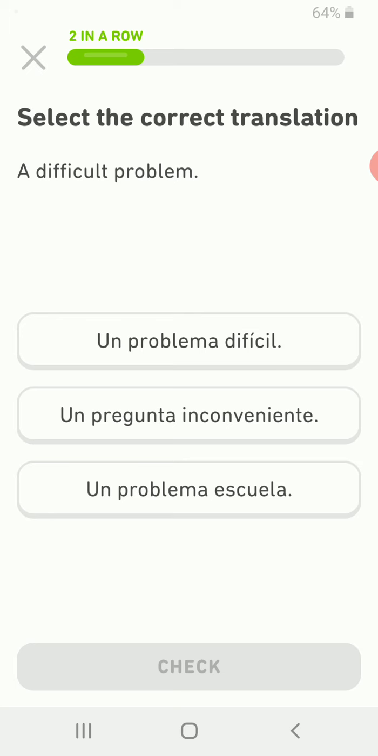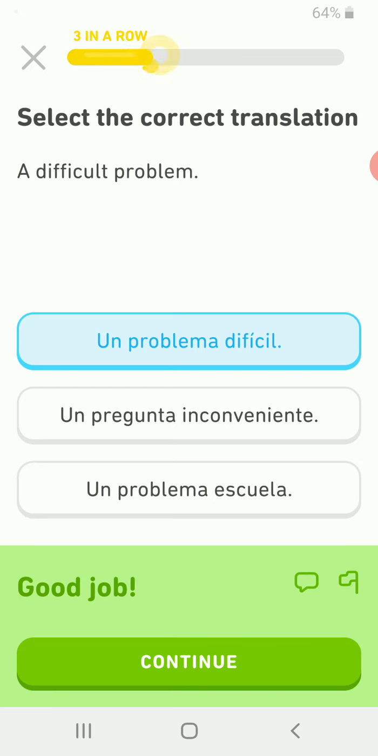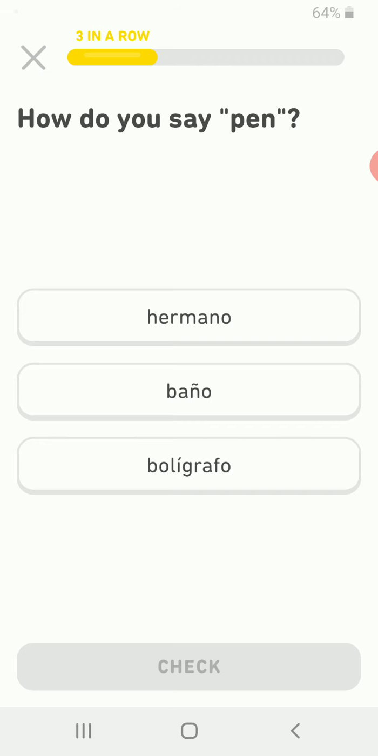But it's still masculine. It's kind of an exception. It's an irregular noun, so we say problema for problem, and it's masculine, but it ends with an A. So un problema difícil. Una pregunta inconveniente. Inconvenient is inconvenient, like embarrassing. And un problema escuela. So it doesn't make sense because escuela means school.